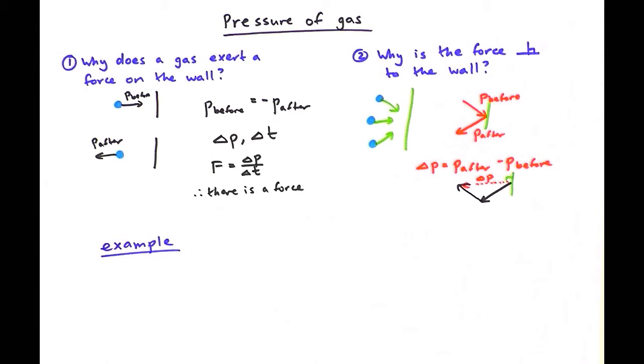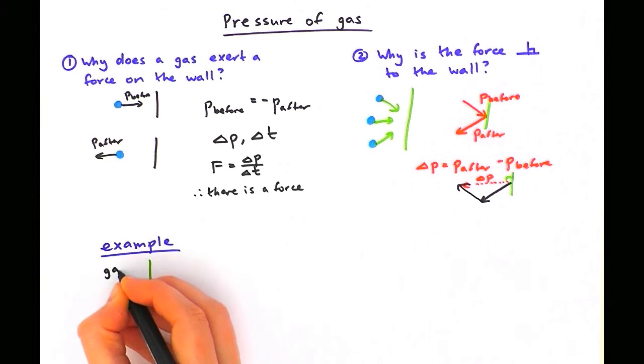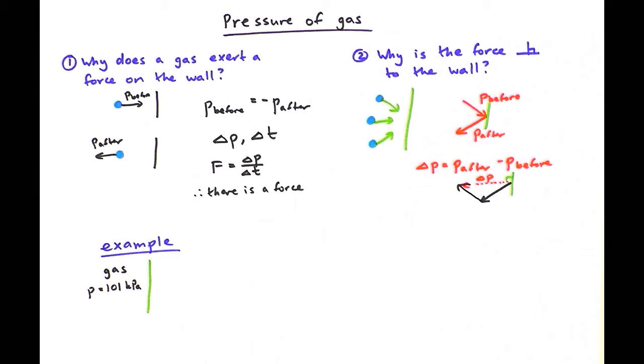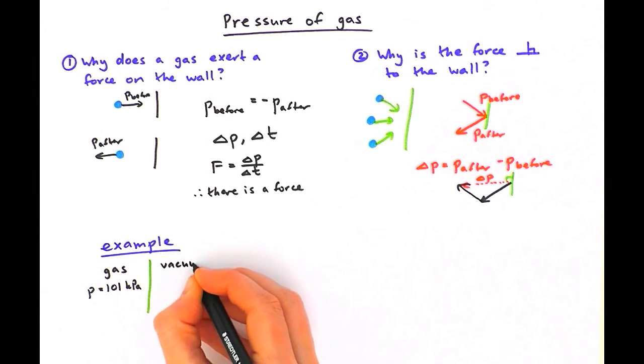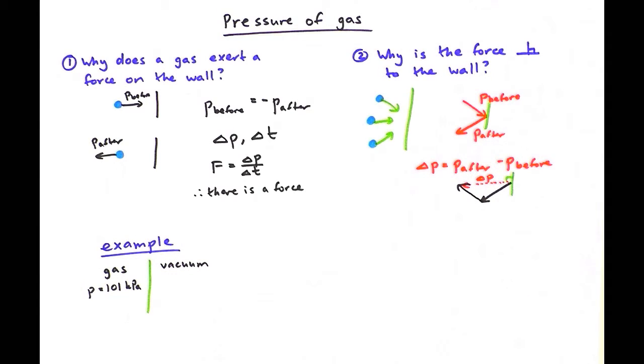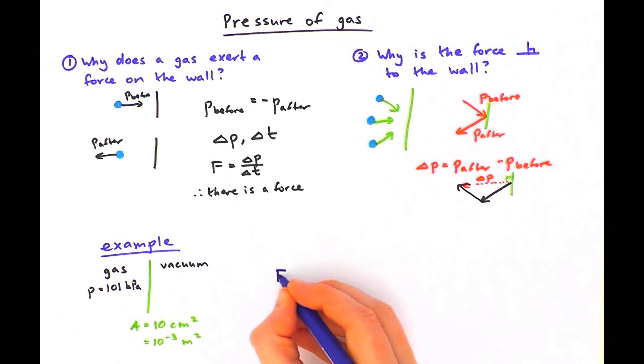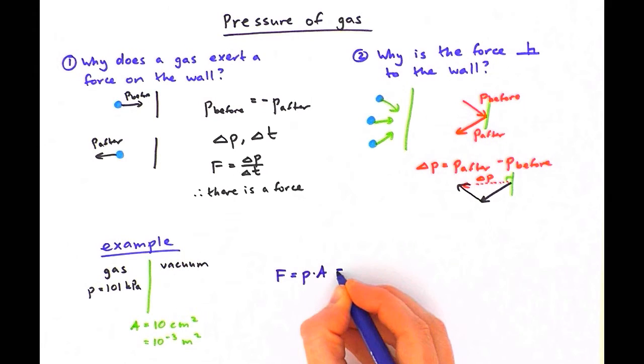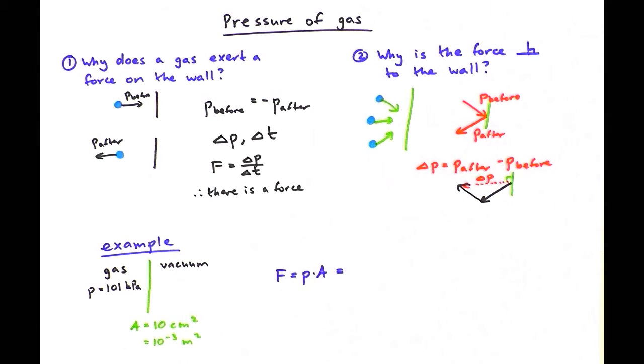So say we have a wall with a gas on one side at atmospheric pressure, which is 101 kilopascals, and on the other side we have a vacuum. And there's a wall that separates them, which is 10 centimeters squared. And if we convert that into meters squared, then that would be 10 to the power minus 3. So now if we want to find out the net force on this wall, only the gas is going to be exerting a force, not the vacuum, which means that we only have to consider what's happening on the gas side of the wall. So we know that the force is equal to pressure times area, if we just rearrange the pressure equation. And then we just have to put the numbers in.